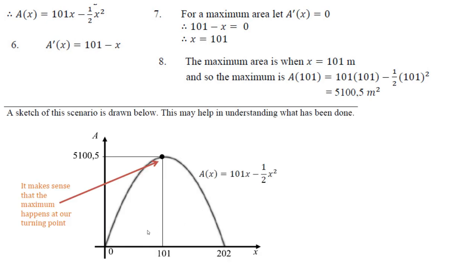And Mr. Audrey made this nice graph because you can look at this thing and go, oh, it's negative, it's an unhappy parabola, and there's the top of it, right when x is 101. 101 is like the axis of symmetry. And this 5,100.5 is the turning point right at the top. Just to make sense of it, I hope that makes sense.